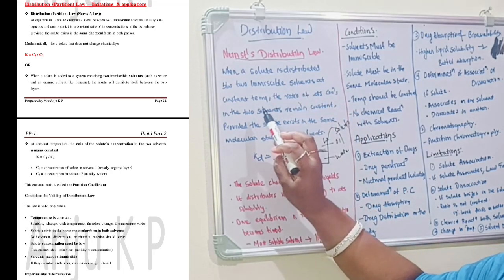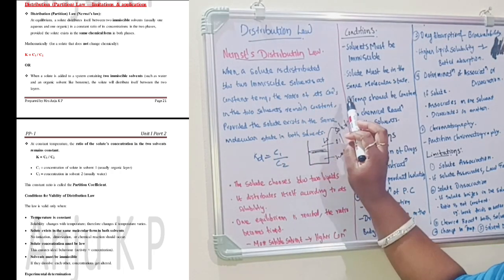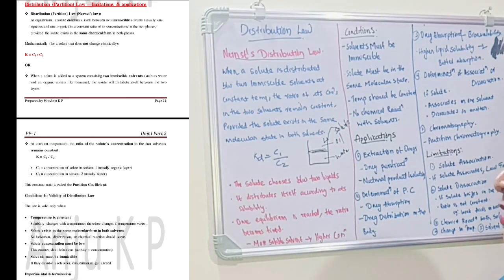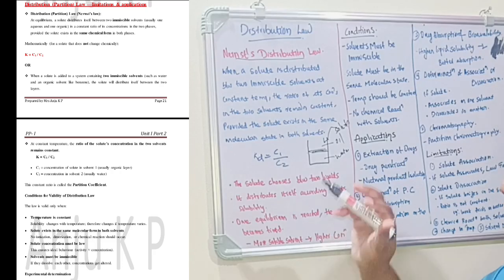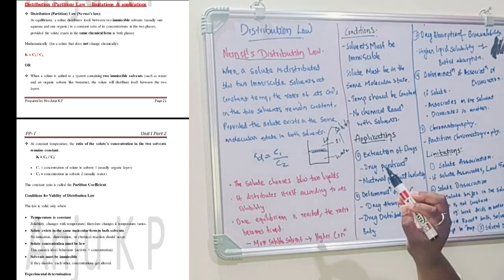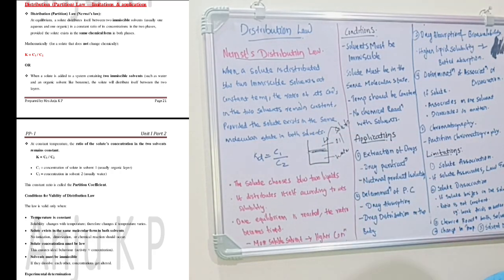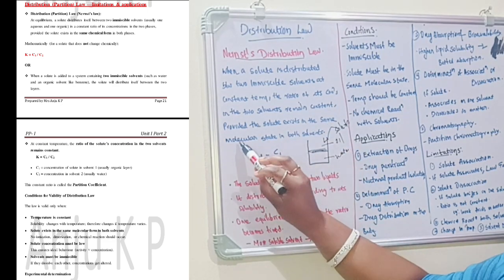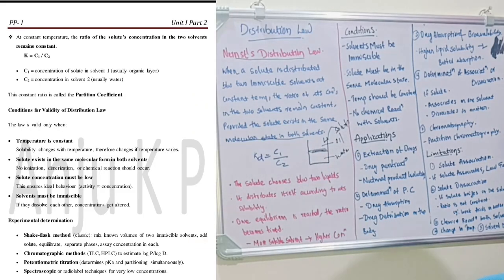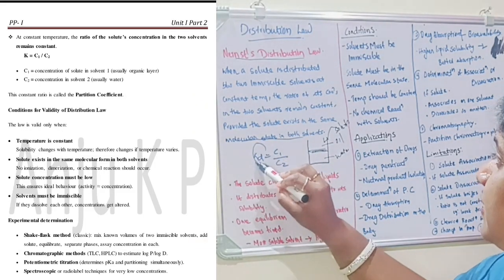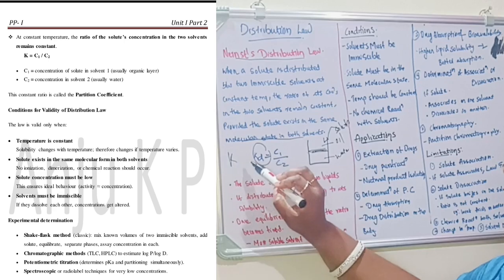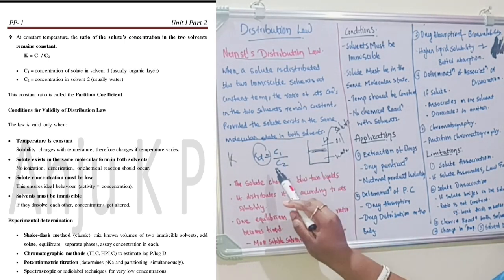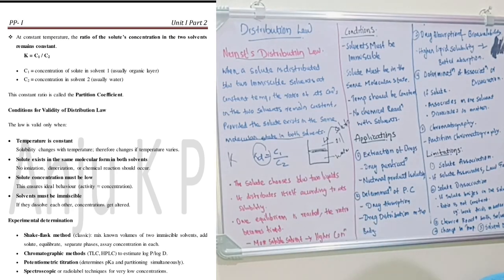So this Nernst distribution law tells us that when a solute is distributed between two immiscible solvents at constant temperature, the ratio of its concentration in the two solvents remains constant. Once the solute reaches equilibrium in the solvents, the ratio will be the same, provided the solute exists in the same molecular state in both solvents. We represent the Nernst distribution law as K or KD.